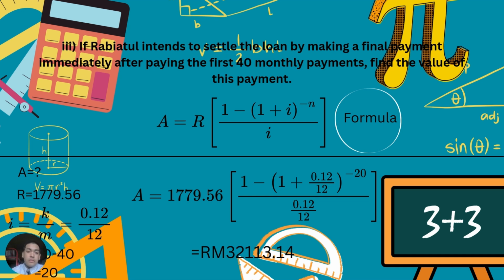Let's put all of this information into the formula once more. A equals 1779.56, the R, in brackets, 1 minus 1 plus 0.12 over 12, the I, to the power of negative 20, divided by I, again 0.12 over 12, and the final answer should be 32,113 ringgit and 14 cents. And that is the final question for case study 2 and the end of the case studies. That's all from us. Thank you.